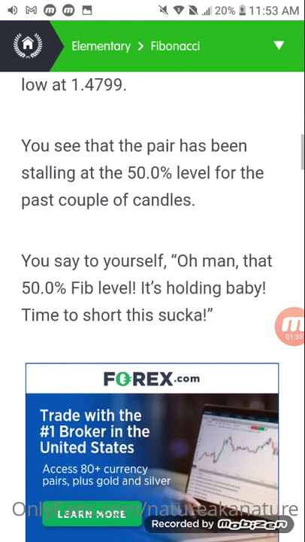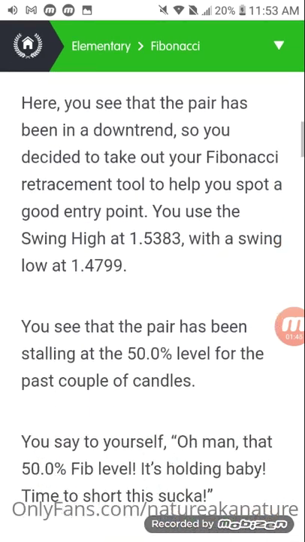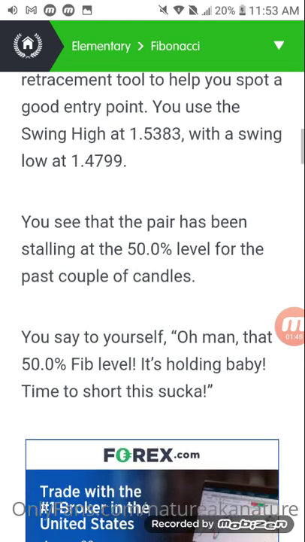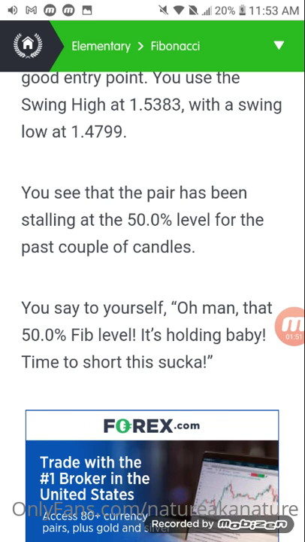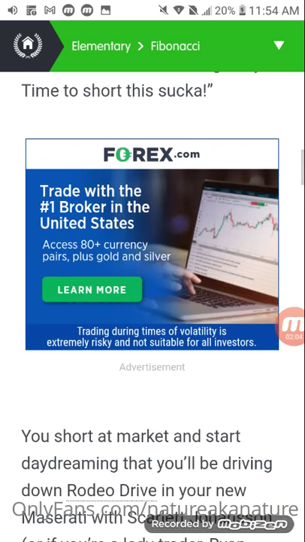You say to yourself, oh man, that 50 fib level is holding. It's time to short this sucker. You're already in a current downtrend, and price is selling at the 50 level. It's at the 50 Fibonacci retracement level, and it looks like it's holding there. And you're thinking it's time to sell or to short this sucker.